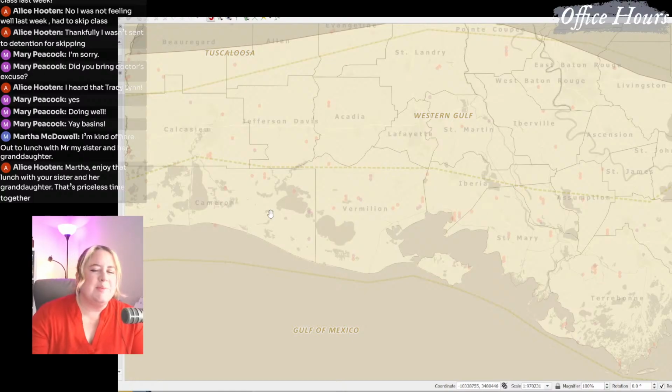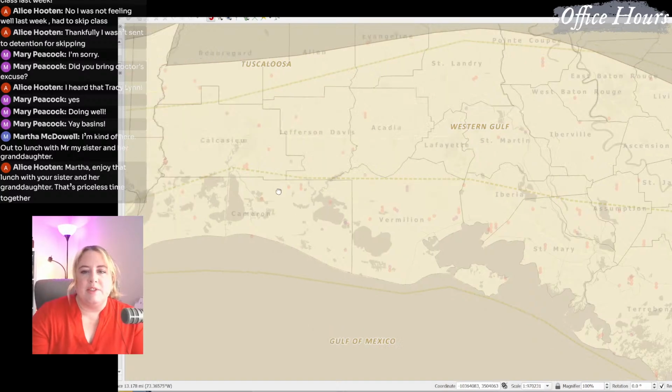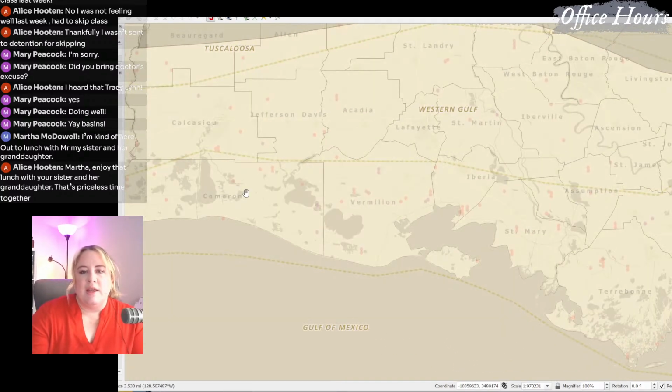If I were to turn on the wells, I'm not going to, because it would take a while to load since I'm moving the map around quite a bit, and there's thousands and thousands of wells in this area. If you imagine each one of these little pimple-looking things, there's probably 100 wells, if not more.